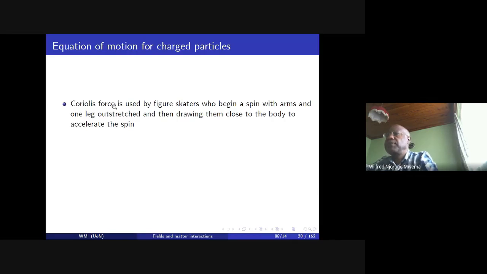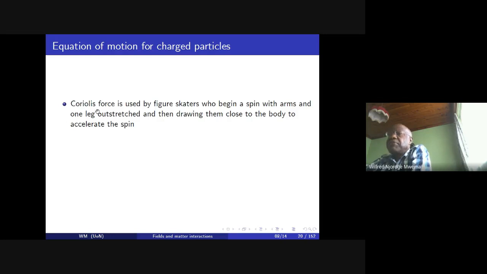So, Coriolis force is used by figure skaters. I don't know whether you know what skaters are. If you go to the ice rink at Panari, I think, and you rotate, if you pull your hands together close to your body, your speed would increase. And when you pull them out, your speed will start to reduce, so to speak.